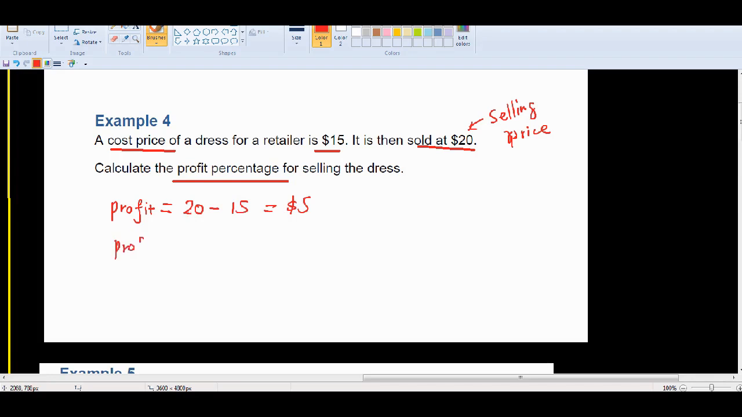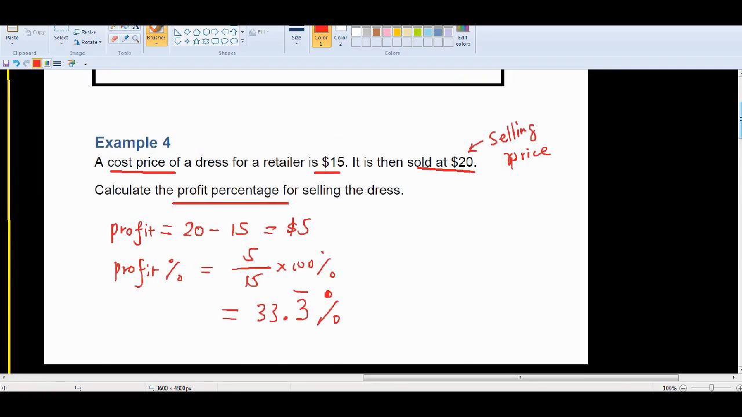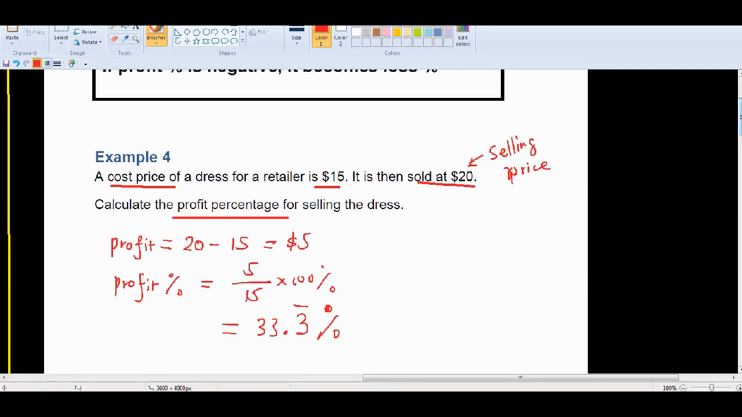Then we're going to find the profit percentage. You just use $5 divided by the cost price and change it into a percentage. If you don't know how to change a fraction into a percentage, you could watch our video 1. Our video 1 on percentage has shown how to convert a ratio into a percentage. If you do that, you get this one. That means recurring. So that's the profit percentage.